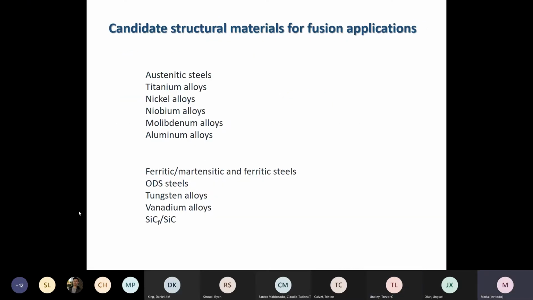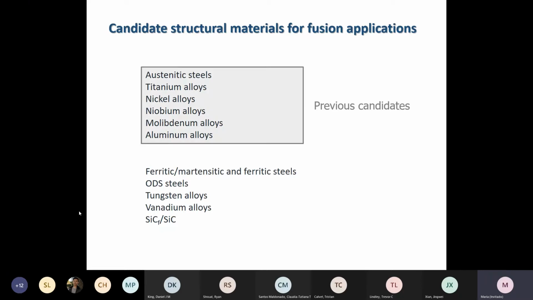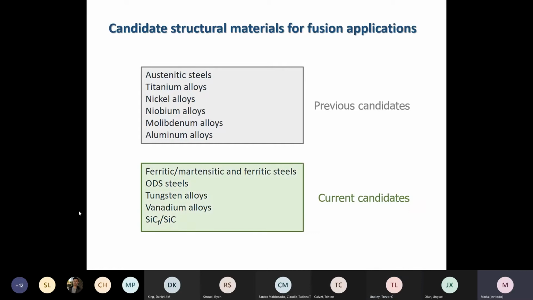I would like to list a few candidate structural materials that the science community has been working on already. And I'm splitting them in two groups. The first group, of austenitic steels, titanium, nickel, niobium, molybdenum, and aluminum alloys, we may label as previous candidates. And these other ones in the bottom, the ferritic martensitic steels and ODS steels, tungsten and vanadium alloys, and silicon-based materials, let's name them as current candidates.